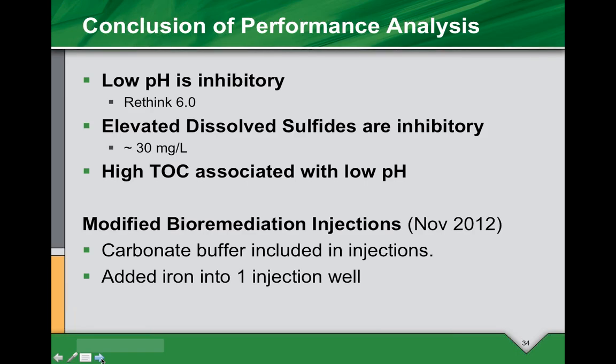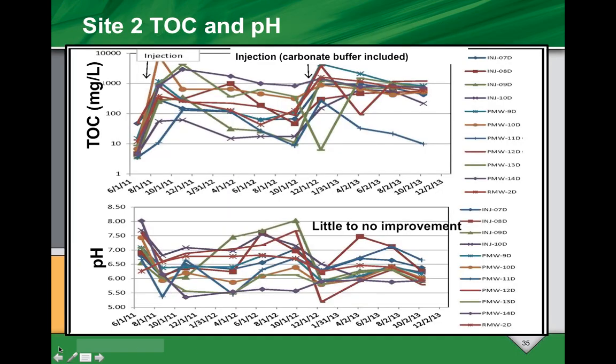Yes, and if you could go ahead and advance the slides. Thank you, Dora. The iron injections did include both a soluble source of iron and a mineral source of iron. The purpose of the mineral source of iron was to provide a longer lasting source of iron for sulfide control. This plot, the upper plot, shows the TOC concentrations over time after the initial injection and then after the second injection again, which included the addition of a carbonate buffer. And for comparison, the pH at the bottom of this chart.